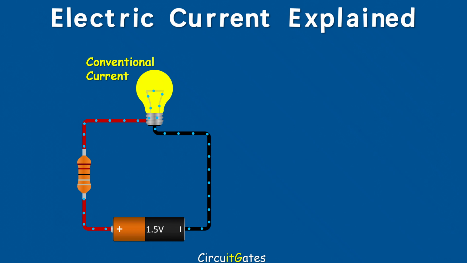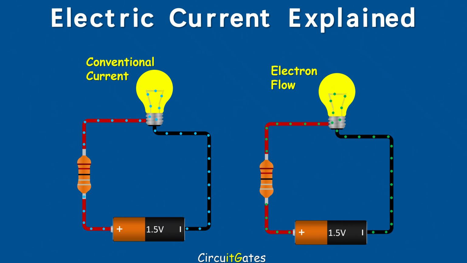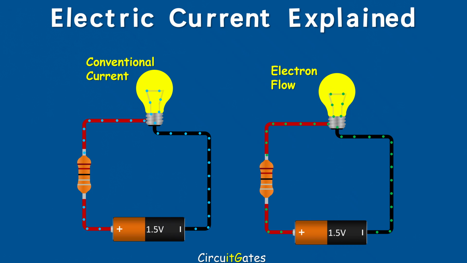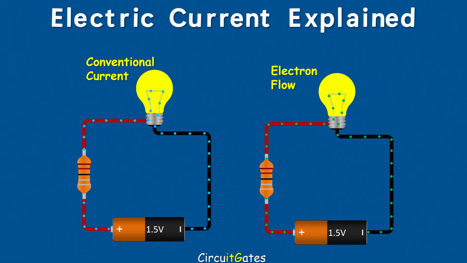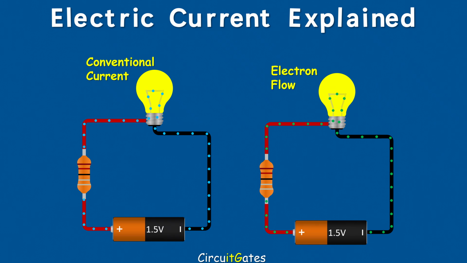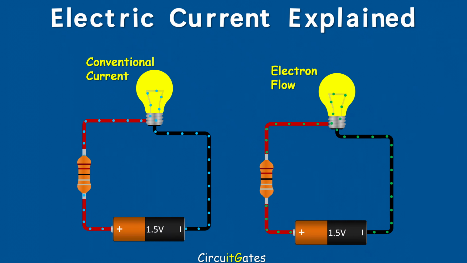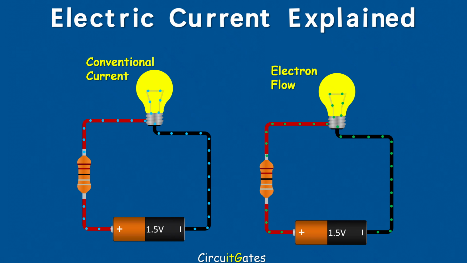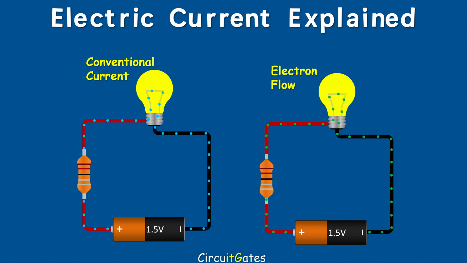We now have conventional current and electron flow. Conventional current is current from positive to negative. The term conventional on conventional current conveys that this is the direction of current that was generally believed before the discovery of electrons. Electron flow is what takes place, which is from negative to positive. Both electron flow and conventional current, whichever is used, give the same result.